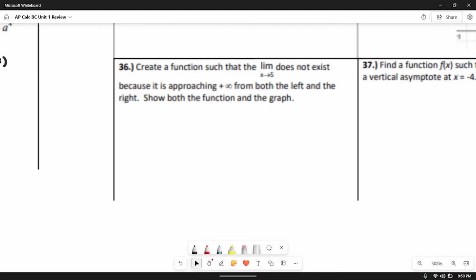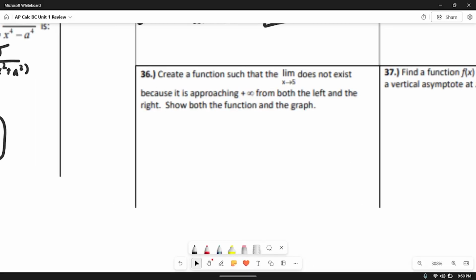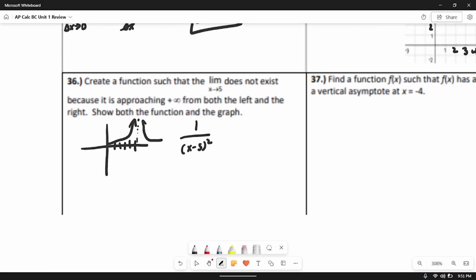Create a function such that the limit as x approaches 5 does not exist because it is approaching positive infinity from both the left and right sides, so both the function and the graph. So let's show the graph first, to make it easier. So this is 1, 2, 3, 4, 5. If it's approaching positive infinity from both sides, it would approach positive infinity like that, and then positive infinity like that. So a function that would look like that is 1 over (x minus 5) squared, because when you square it, it means they're approaching the same place. But the limit still doesn't exist because you get 1 over 0, which is DNE, or a vertical asymptote, which we can see is a vertical asymptote right here.